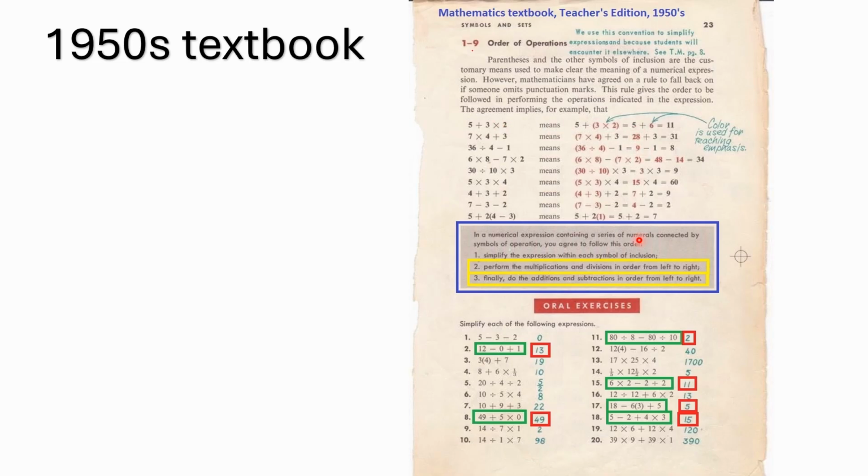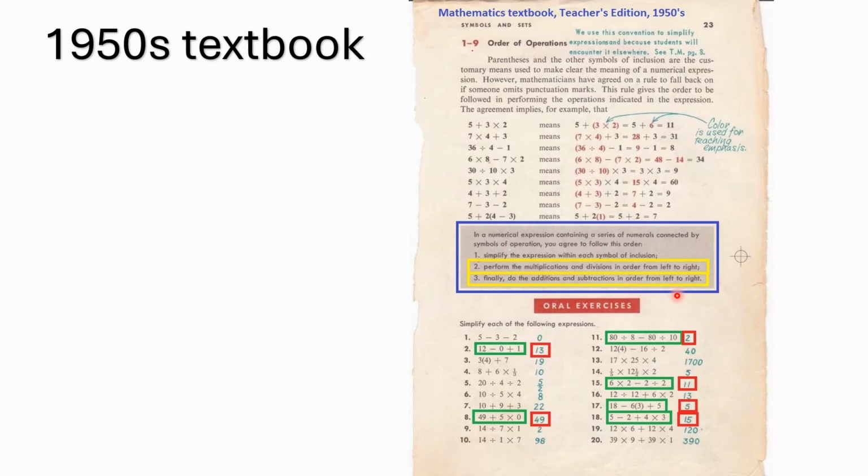Right there, 1950s. You know, it goes right through here and it says in a numerical expression containing a series of numerals connected by symbols of operation, you agree to follow this order. Number one, simplify the expression within each symbol of inclusion, meaning parentheses or brackets. Step number two, perform the multiplications and divisions in order from left to right. Step number three, finally, do the additions and subtractions in order from left to right. That's all the way back from the 1950s, folks. 70 some years ago. They knew it then.